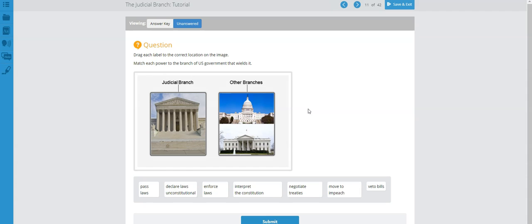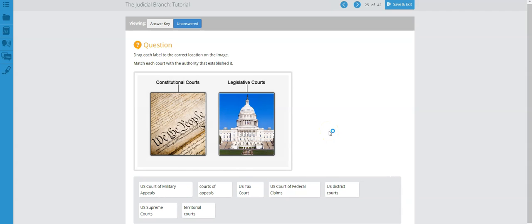You have an assignment here in which you have this box, and in the box you have a picture of the judicial branch. You also have another picture of the other branches, in this case, the president as well as the Congress. All you're doing here is grabbing these tiles and plugging them where they belong. For example, the judicial branch interprets the Constitution, so I move that tile and place it right there. You do that same thing for the other tiles here. You put them where they belong.